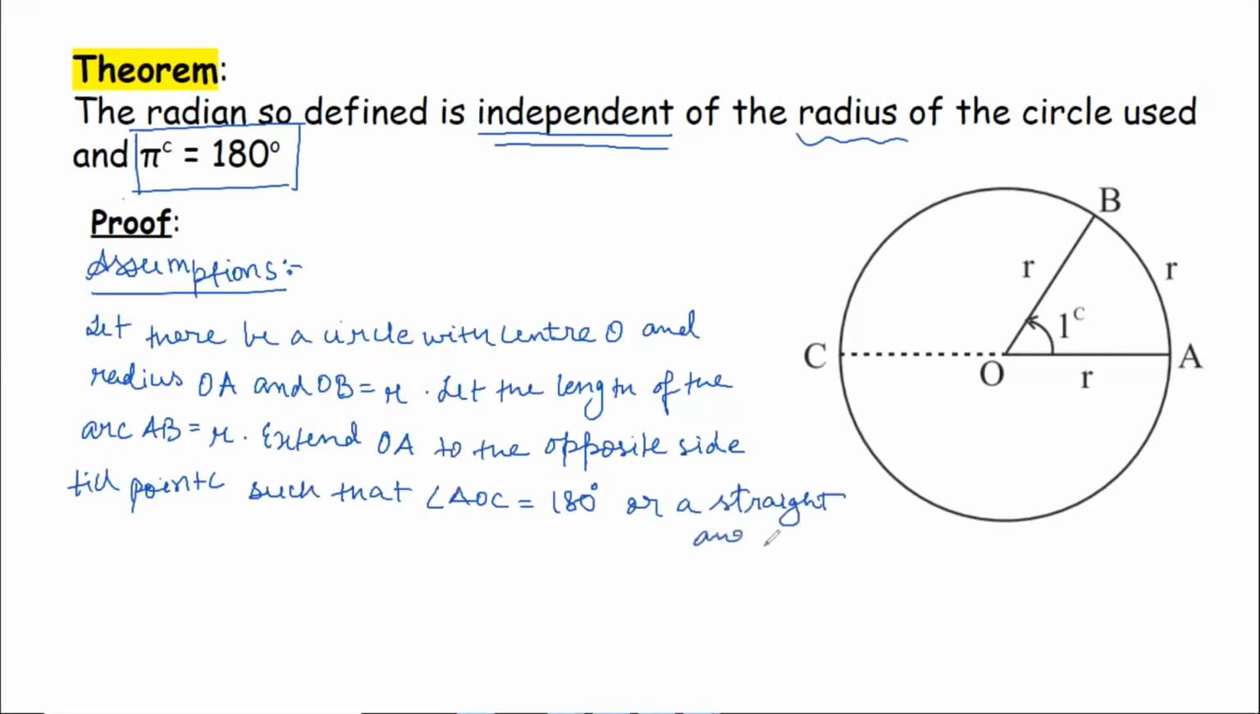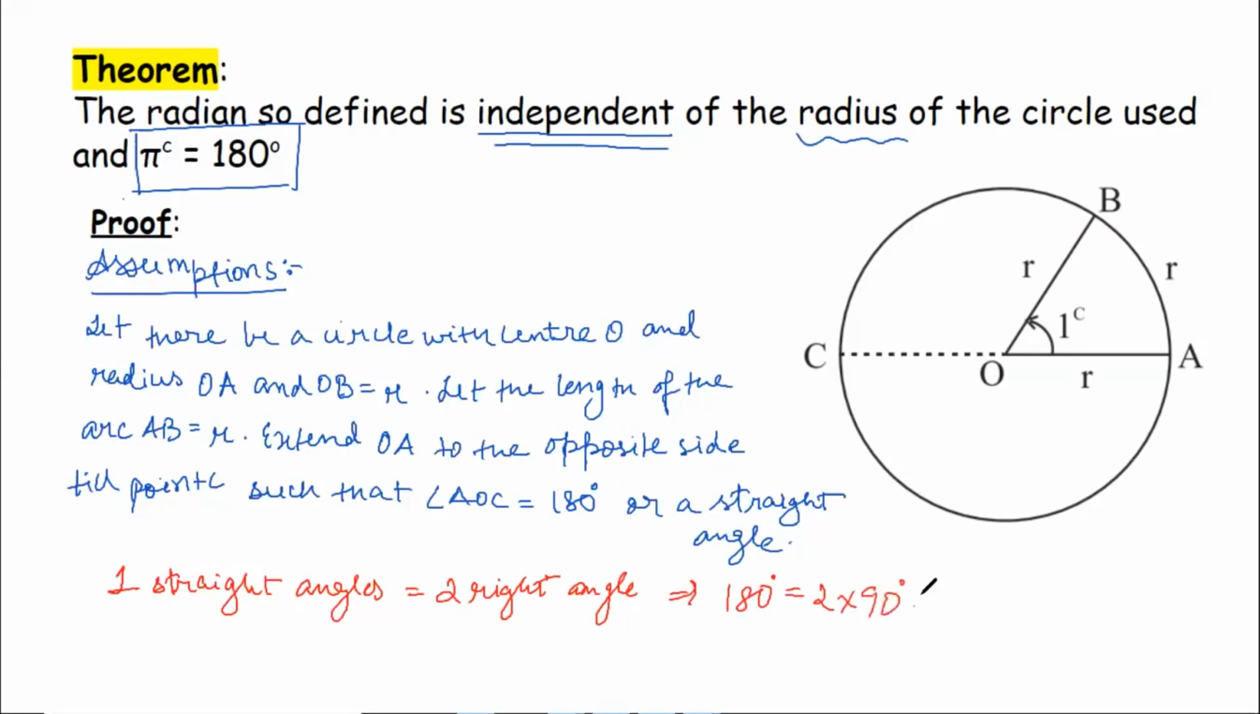So one more thing I would like you guys to know is that one straight angle comprises of two right angles. So one straight angle comprises of two right angles. That means in numerical terms we can write 180 degree as 2 into 90 degrees. Okay, so these are the assumptions we have made, and according to this assumption there's a diagram given beside.